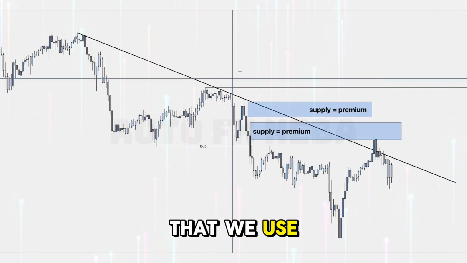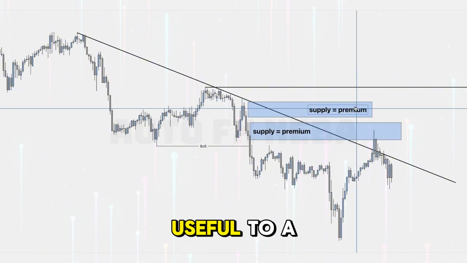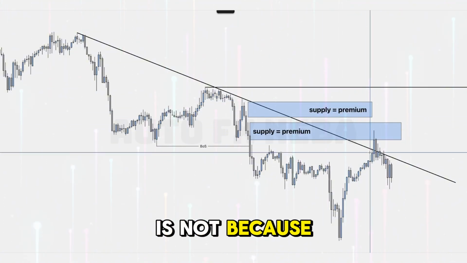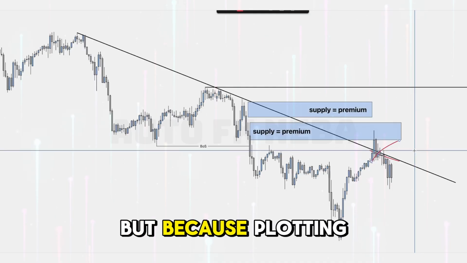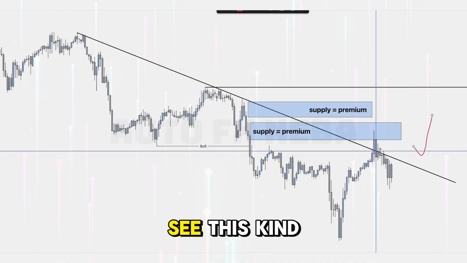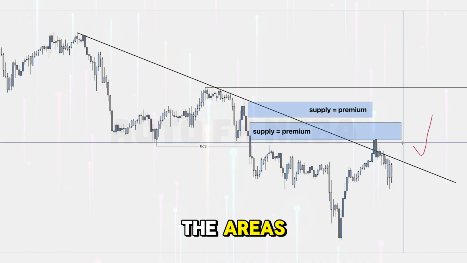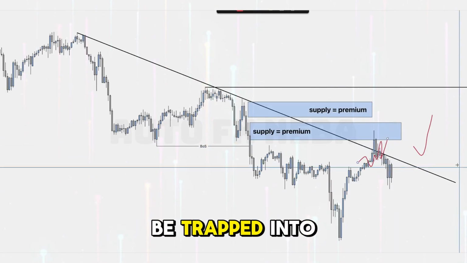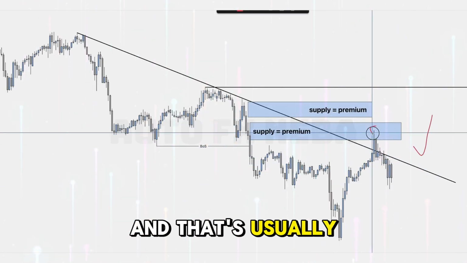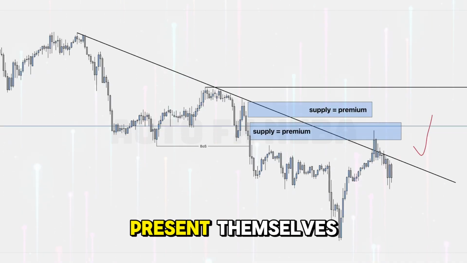Now, the reason that we use trend lines, and the reason they are still useful to a degree, is not because we are going to trade from them, but because plotting them on charts allows us to see this kind of inducement, the areas where buyers and sellers are going to be trapped into trend line trades, and that's usually where our opportunities are going to present themselves.